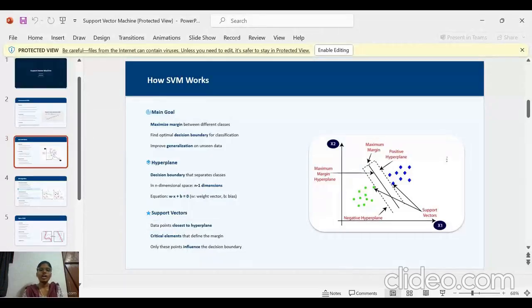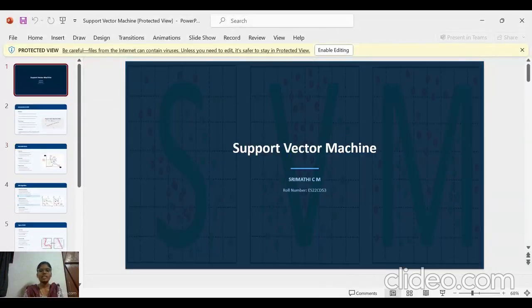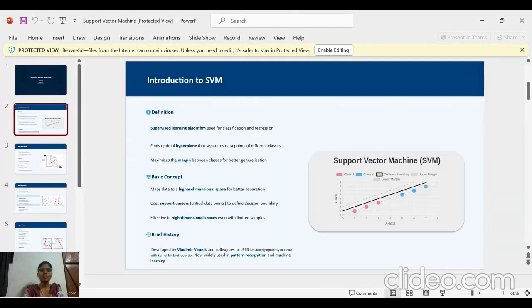Hello everyone. Today I will be presenting a detail on support vector machine, commonly known as SVM. SVM is one of the most powerful and widely used machine learning algorithms, especially for classification, pattern recognition, and data analysis. In this seminar, I will cover the definition of SVM, its basic concepts, how it works, different types, and why it is used in real world applications.